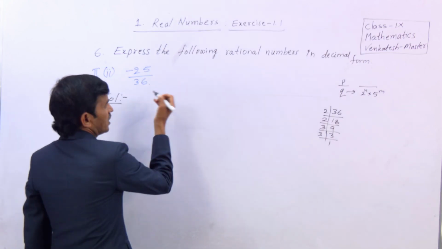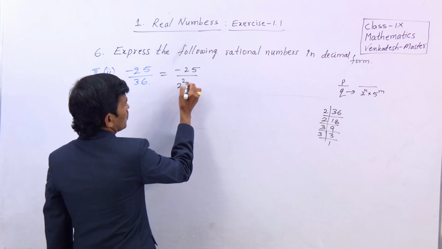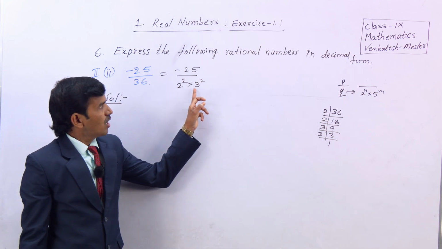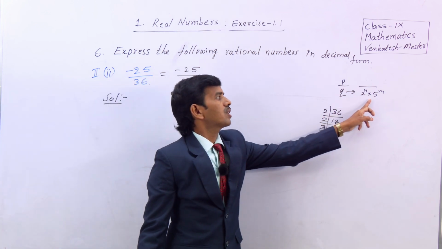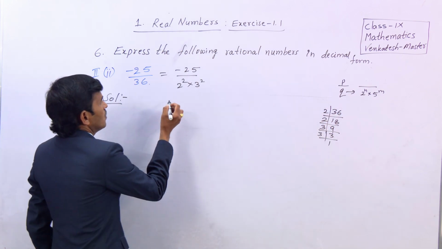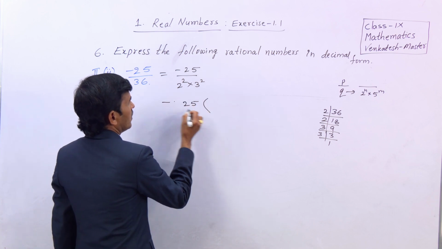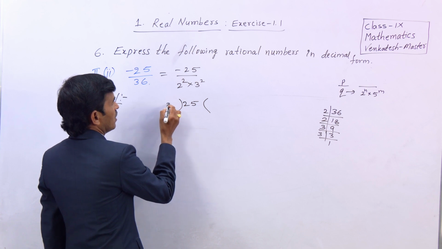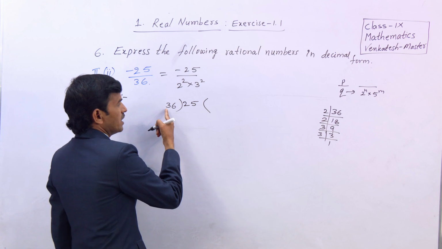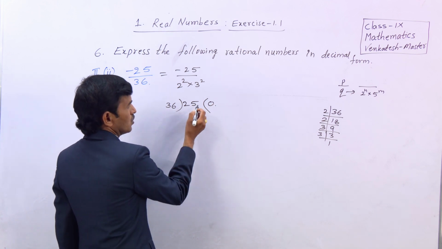So this number is in the form of minus 25 by 2 square into 3 square. As the denominator is not in the form of 2 and 5 combination, let us go for division directly. So minus 25, we consider 25 divided by 36, we can mention the symbol at last. So in this 36, how many times is it possible to divide 25? We cannot. So take 0.